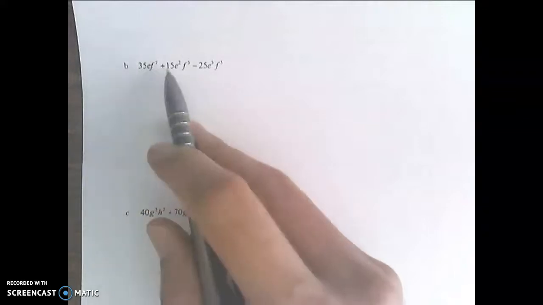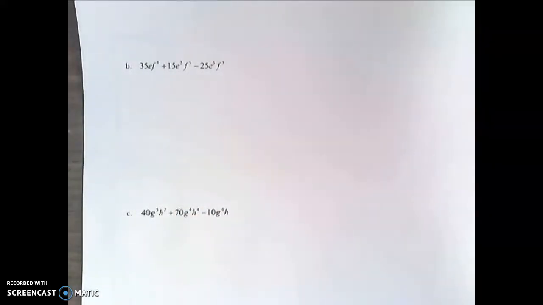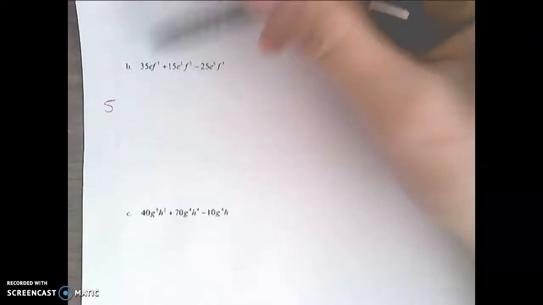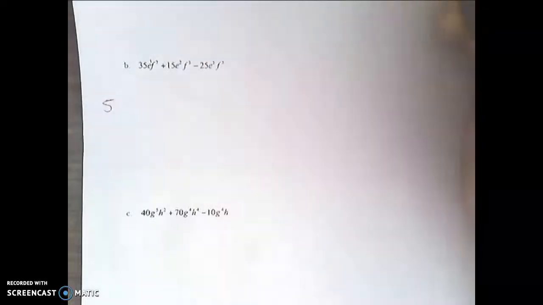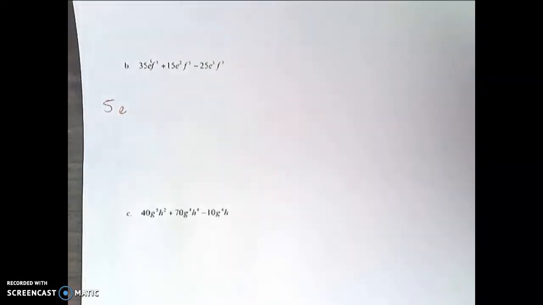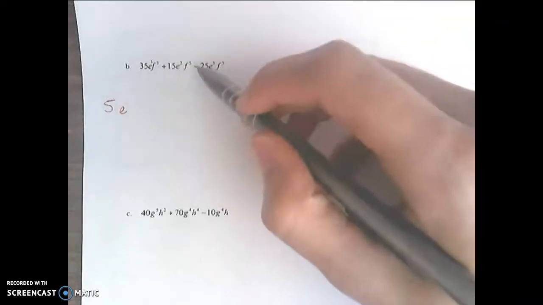Let's try another. So here we want to know what we can pull out of each of these numbers, 35, 15, negative 25. The biggest number we can pull out of each of those is 5. And then the variables, we have e to the 1, e squared, e to the 5th. The smallest of those is e to the 1. Then we have f to the 7th, to the 5th, to the 3rd. The smallest of those is f to the 3rd.